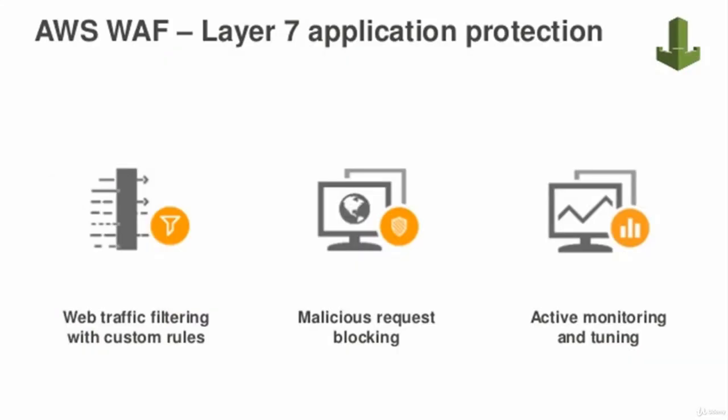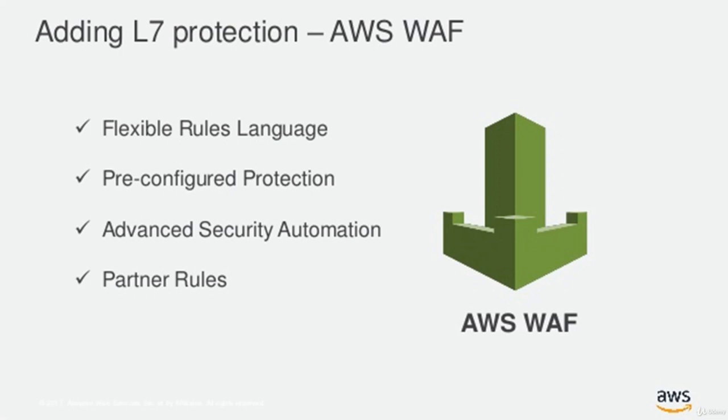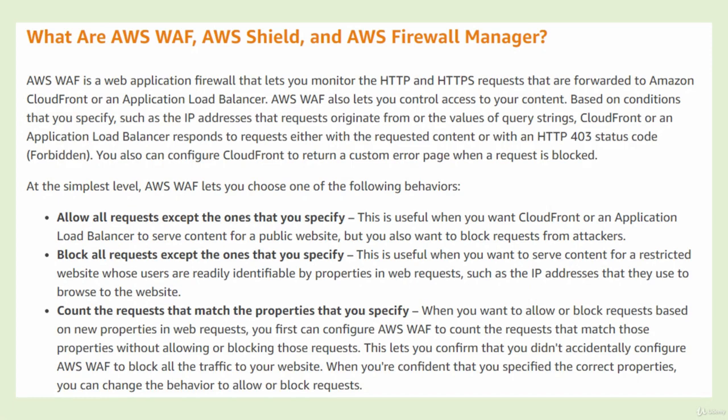With WAF, you get layer 7 application protection for web traffic filtering with custom rules. You have malicious request blocking. You get active monitoring and tuning service at your hand. These rules could be flexible, pre-configured protection, and advanced security automation. You can add partner rules with WAF.